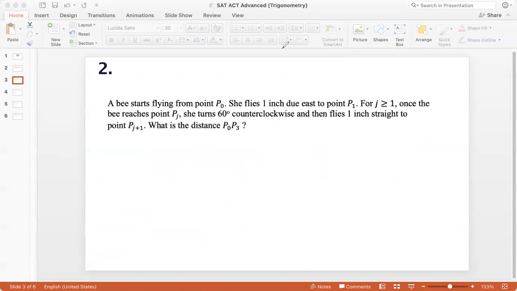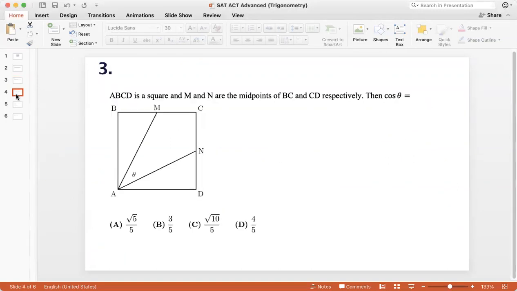Okay, let's move on. ABCD is a square and M and N are the midpoints of BC and CD respectively. Then what is cos theta? This angle here. Cos theta. Okay. So let's say this is 1, this is 1, this is 2 because this is the full side. 1, this is 1, and this is also 2, right?